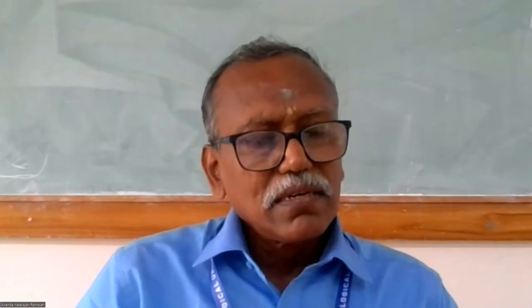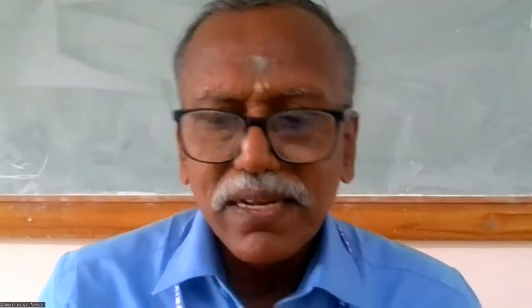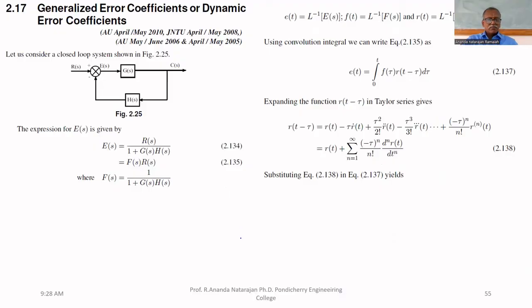Already we have seen what is steady state error and error constants. Position error constant, velocity error constant, and acceleration error constants we have seen. Now let us see the generalized error constants that we have to find.